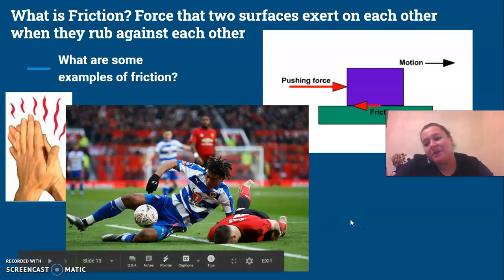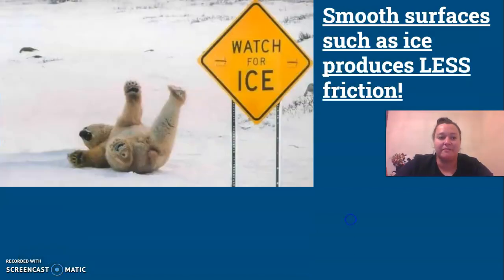So I want you to think of some other types of friction. If you've ever been on ice, you know that friction is less on ice and that causes you to slip and fall. Smooth surfaces don't have as much friction.